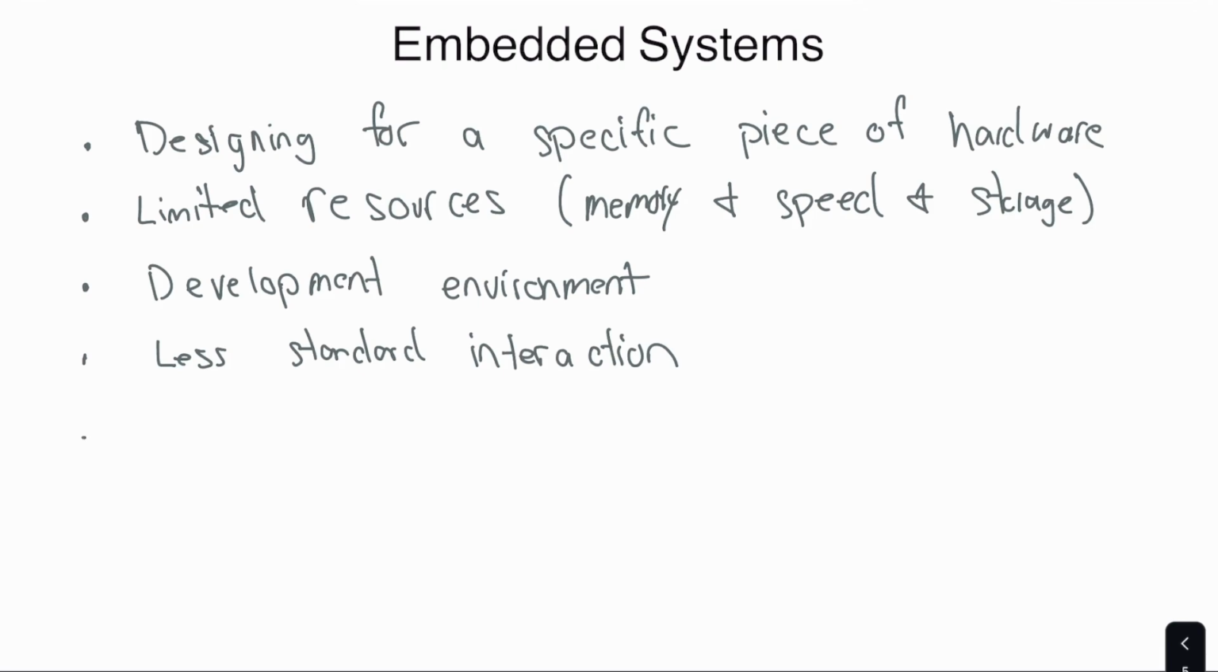We typically don't have an operating system. So we can't ask the operating system for help, essentially. We're not asking the operating system to grab something from a file system or send something over the network. Instead, we'll be using a library directly for those things. So no OS levels of abstraction.